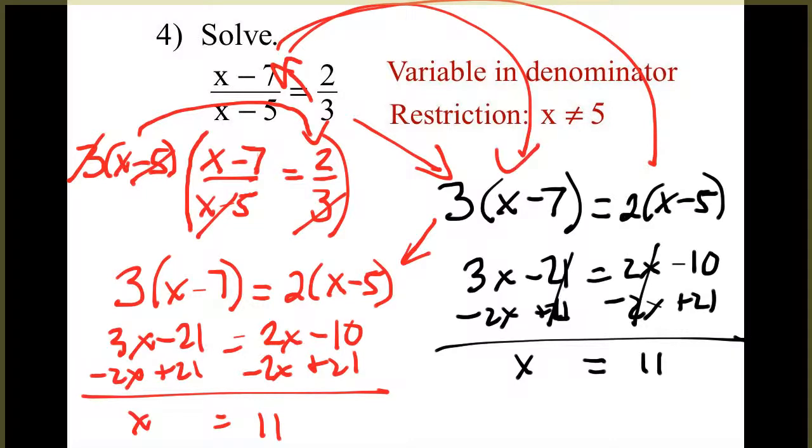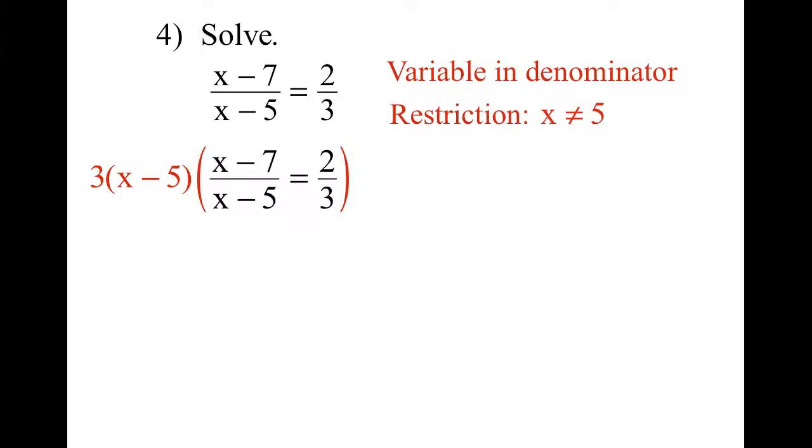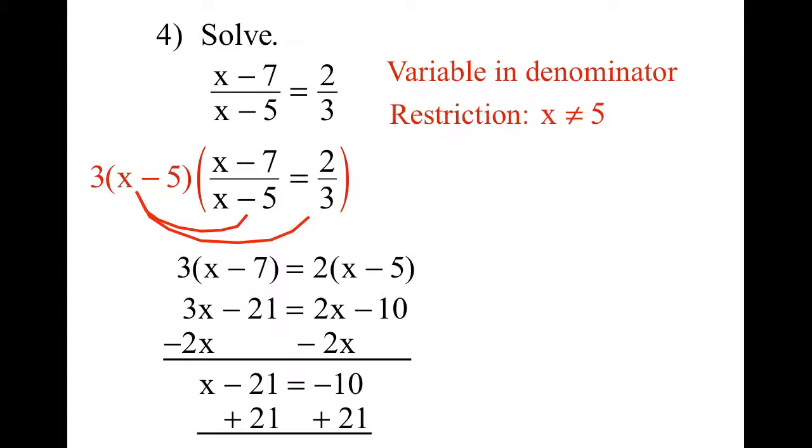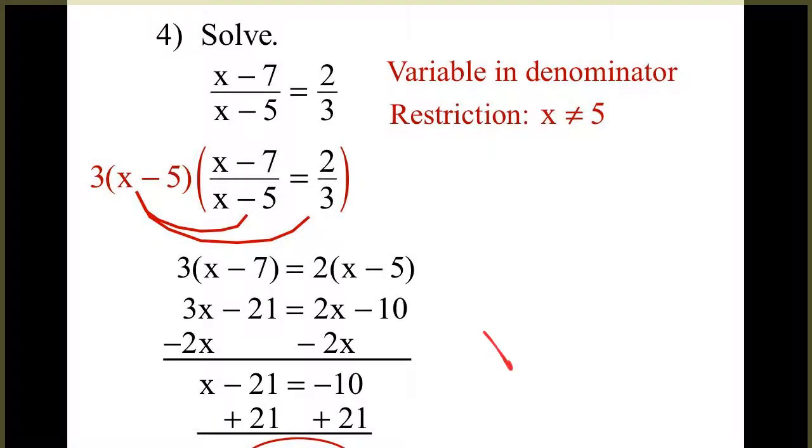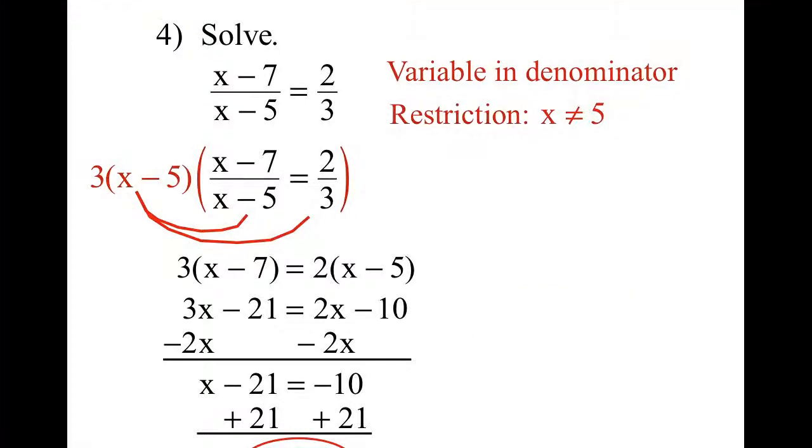right here, or just plain out. If you'd like to see this without all my markings, pause the recording after I finish. And that bottom line says x is equal to 11. That's the solution, and it goes with the restriction.